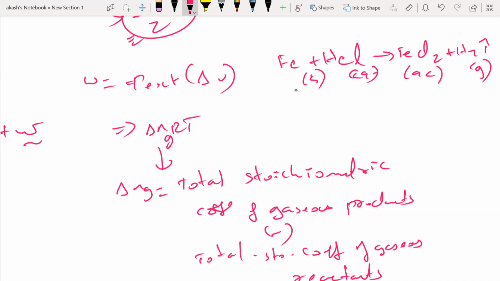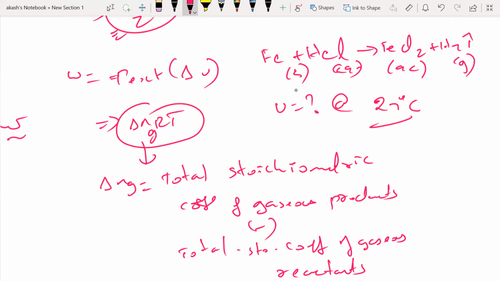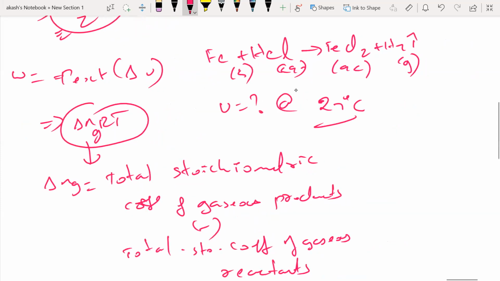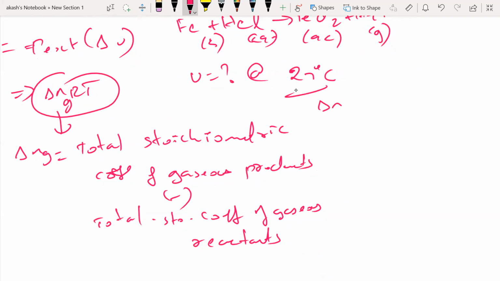So now if I ask you, what is the work done at 27 degrees Celsius for this particular reaction? All that I have to use is this formula: W is equal to delta Ng RT. How do we use this? It's very simple. First calculate delta Ng.